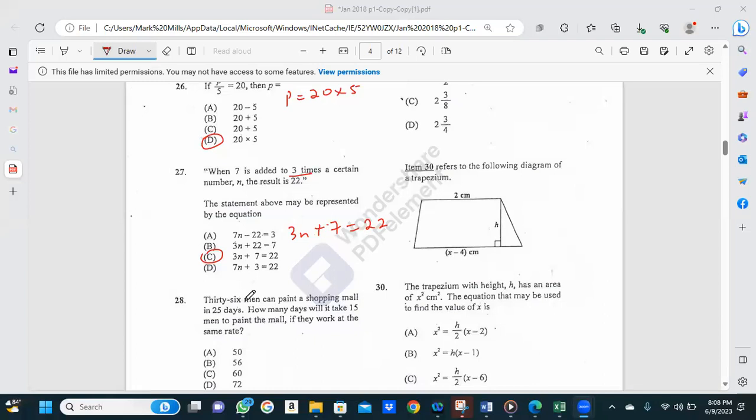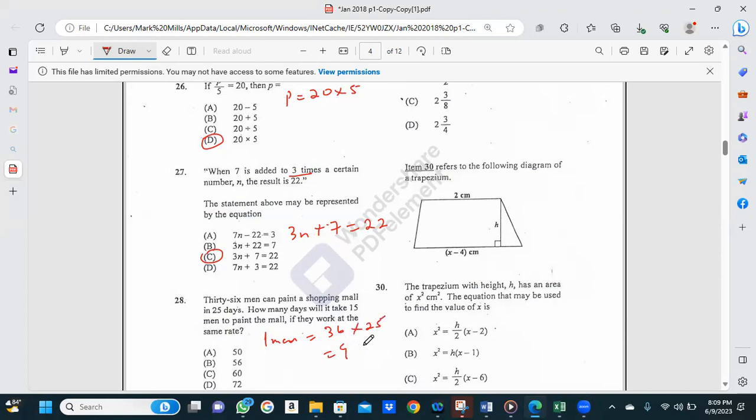36 men will paint the wall in 25 days, right? Then if you want 15 men to paint the same wall, they will take more days. So what you have to do is find out how many days one man will take to paint the wall. That would be 36 times 25, because this is indirect proportion. Then you get 900, right?